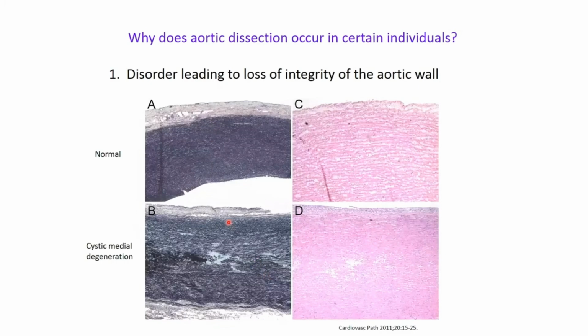Why does an aortic dissection occur? What individuals are at risk? First, disorders that lead to abnormalities of the aortic wall.